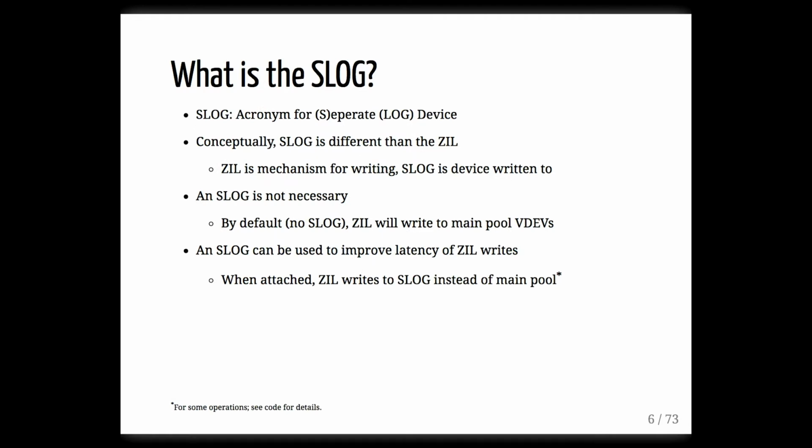Since I often see the ZIL and slog terms used incorrectly, I wanted to briefly address this. Slog stands for separate log device. The ZIL and slog are different in that the ZIL is a mechanism for issuing writes to disk, and the slog may be the disk that the writes are issued to. With that said, an slog is not necessary. By default, ZIL writes will go to the main pool's disks, but an slog can be used to try and improve the latency of ZIL writes if the main pool's VDEVs are deemed too slow.